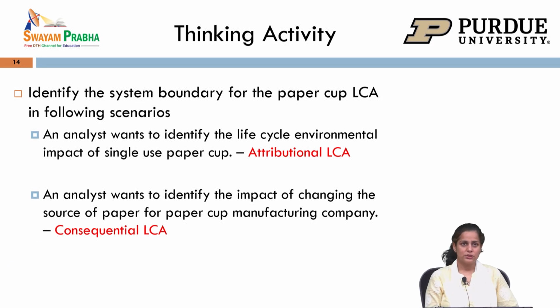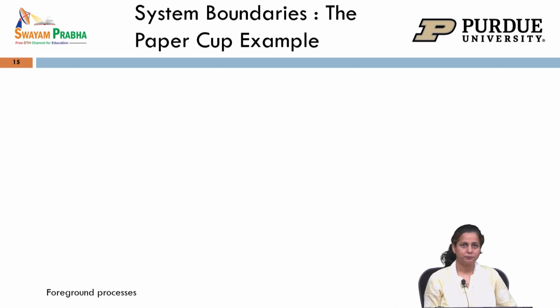So, the first goal, where the analyst just wants to identify the life cycle environmental impact of a single use paper cup, is an attributional LCA, because all we need to do is identify the key processes and attribute the impact of those processes to the single use paper cup manufacturing. In the second one, the analyst actually wants to identify what happens if they change the source of paper for paper cup manufacturing, and this is a consequential LCA because they want to identify the impact of that change, which is, what are the consequences of this change.